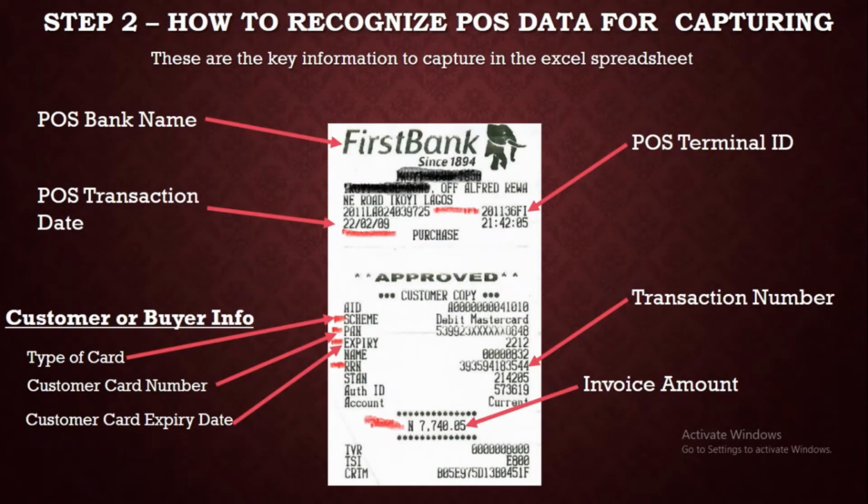Okay? Now let me also talk you through some of the basic data that the new role we have created, the POS account manager, is expected to capture. First, you need to know the bank, because each POS belongs to a bank. The bank name is always written on the receipt, so they should capture the bank name. And then the POS transaction date, very important. Here you see that this receipt was generated on 9 February 2022. Again, this is where you have the terminal ID. Each POS has a unique identifier, and we call that the POS terminal ID. This must be captured.